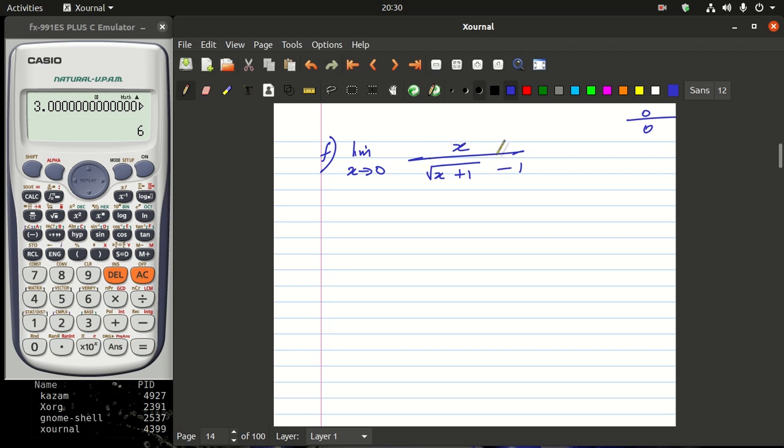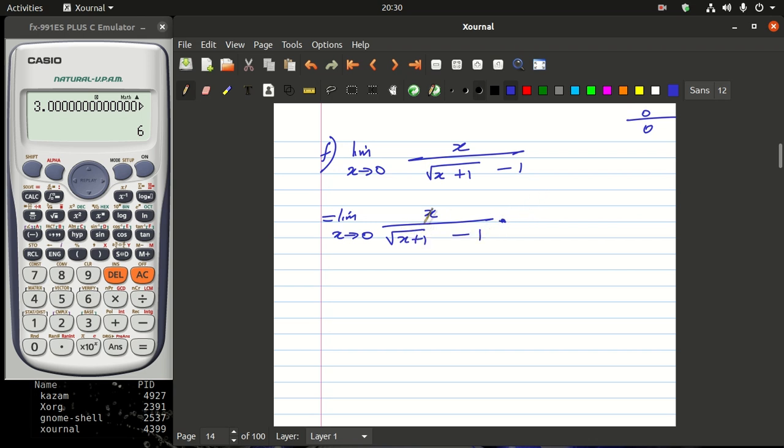The only way to do that is to rationalize the part that has a hidden x in it. So I want to rationalize the denominator in this case. So this is supposed to be the same as the limit as x approaches 0 of x divided by the square root of x plus 1 minus 1.